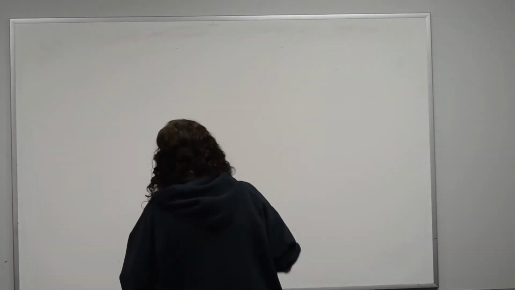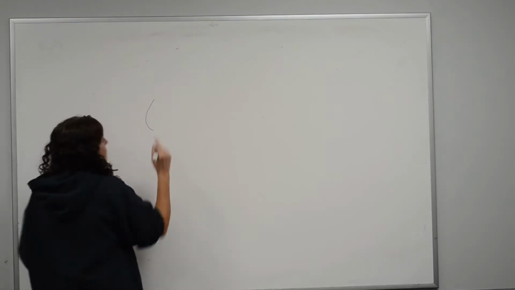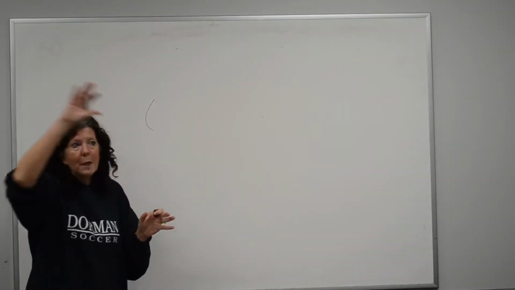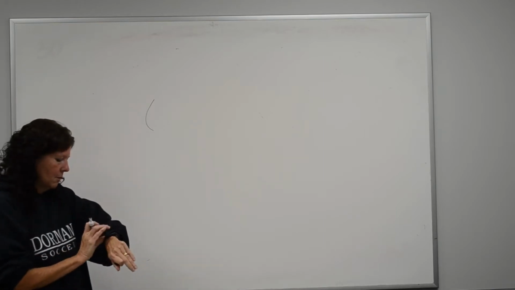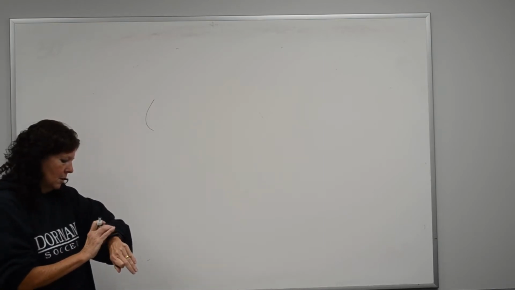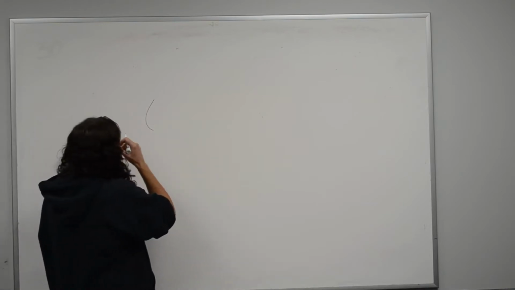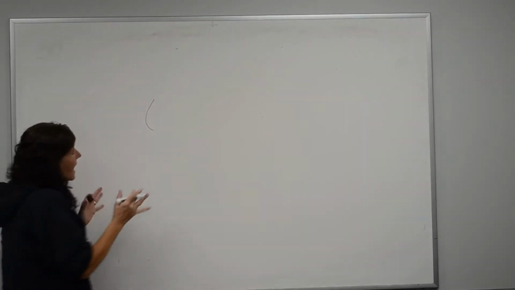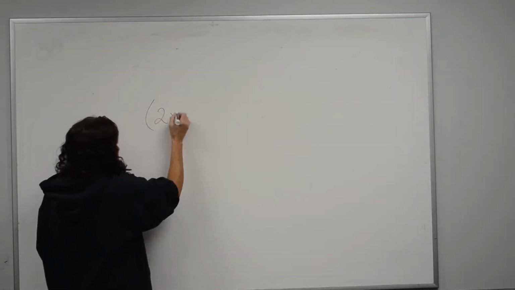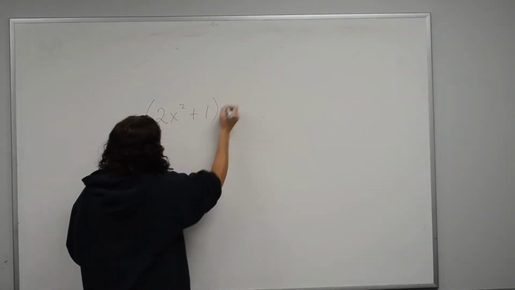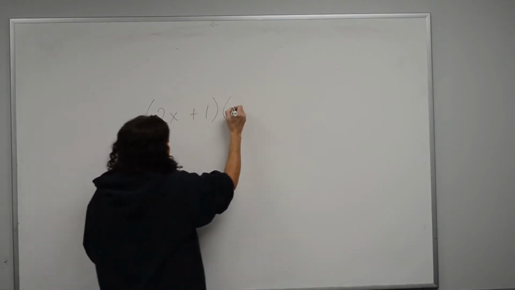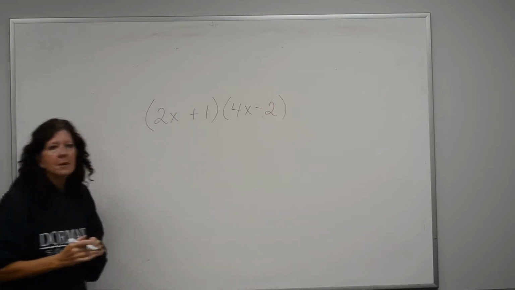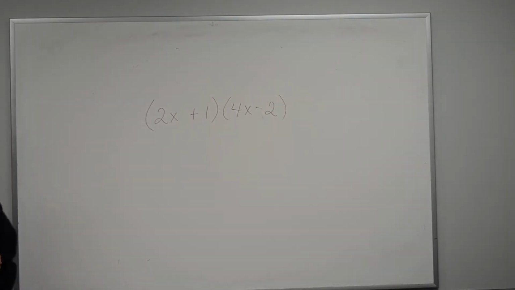Okay, let's talk about multiplying two binomials, because at this point all I've done is a monomial times a binomial. And then I've added them, I've subtracted them. So let's look at this. Actually, we'll start out without that. Okay, I am multiplying two binomials together, right?